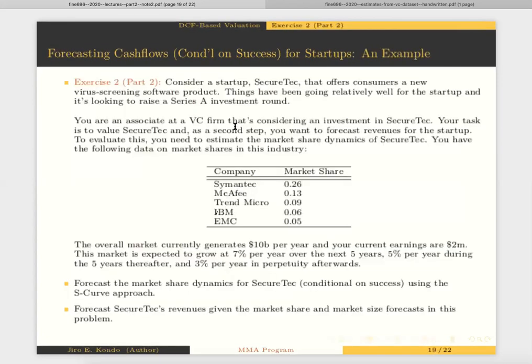So let's just go ahead and wrap up this set of forecasting for SecureTech. As I said, we got a long-term market share for SecureTech, conditional on success, given the assumptions that I mentioned, which is that Symantec won't be displaced by SecureTech, but McAfee and Trend Micro could be. So we had an 11% market share.